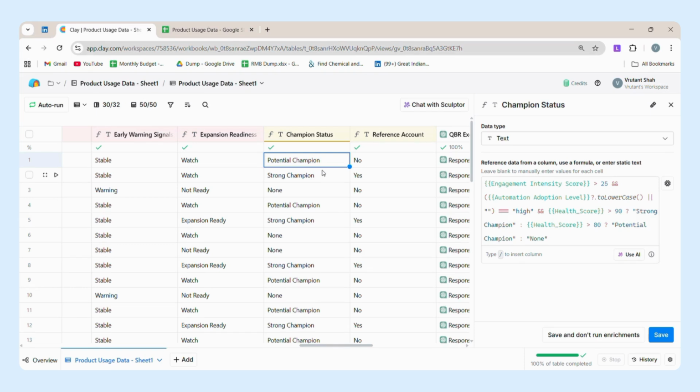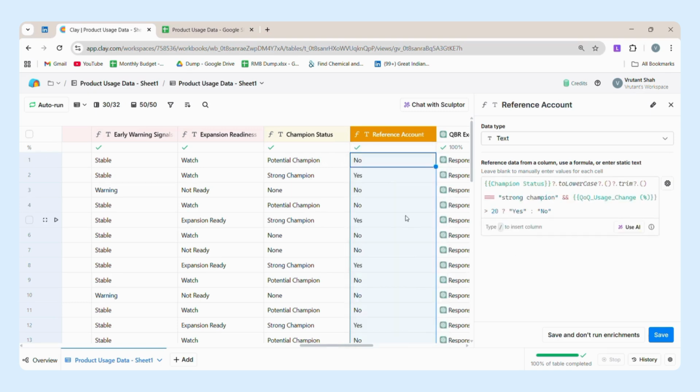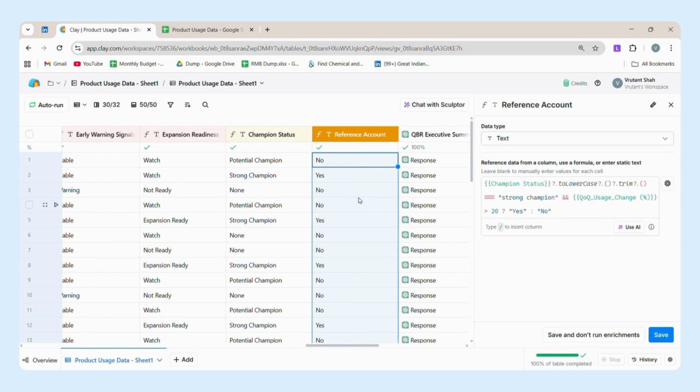What we have done is we have taken certain inputs and we have asked the formula to score based on the engagement intensity score and the adoption level. So if they are using the automation features and the feature utilization and the health score are high, then we can consider them as a strong champion, wherein they are completely utilizing the entire platform. But if they are not, then we'll consider them as not a champion. And then we can use that champion status to decide whether we would want to have them as a reference account or whether we can take referrals from them.